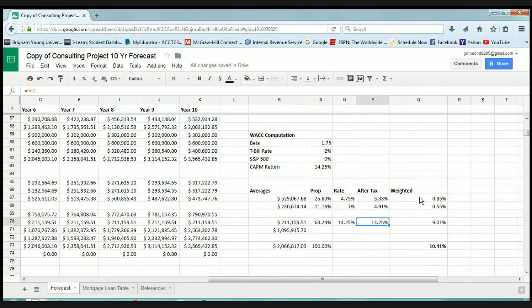And so to find our weighted average for those, we take the proportional rate and times it by the after-tax rate. And then you do that all the way down. And then to get the weighted average cost of capital, you sum all those up. And so that comes out for Misty Mountain Furniture at 10.41%. And that's all we have.